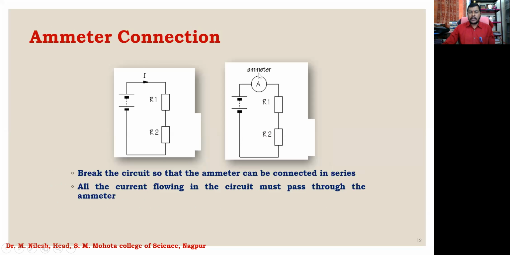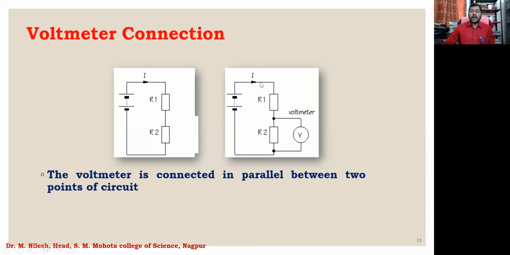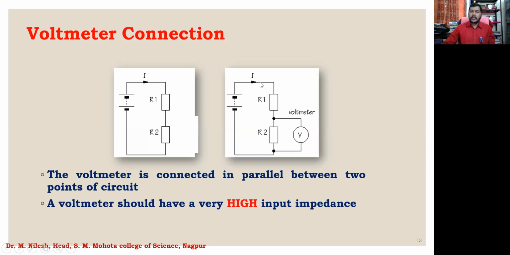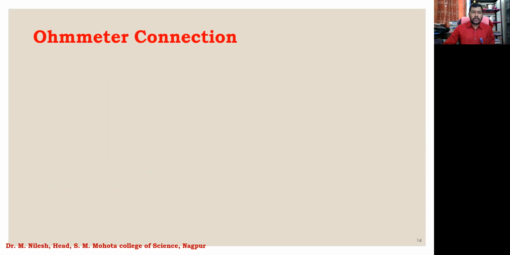Similarly, when we connect the ammeter in series, the current is going to flow through this ammeter, right? If it has a high resistance, then the current will be blocked over here and only a small current is going to flow through the load. To avoid that, the ammeter should have low input impedance or low resistance. The ammeter should have low resistance, and the voltmeter will have high input impedance. Remember this.